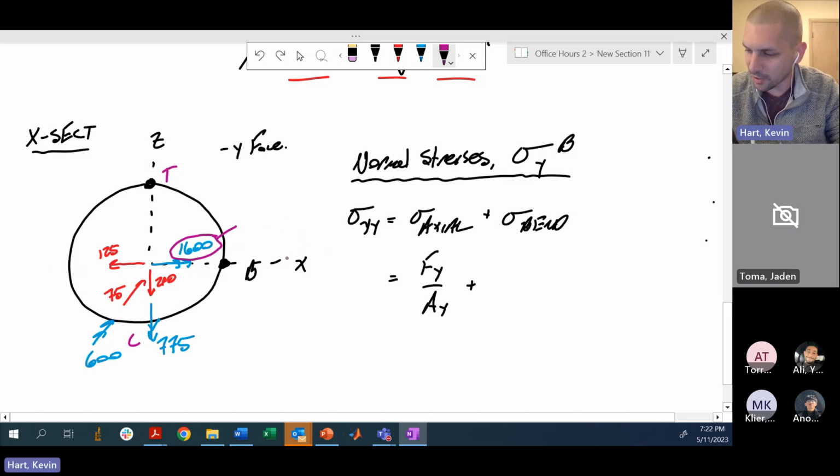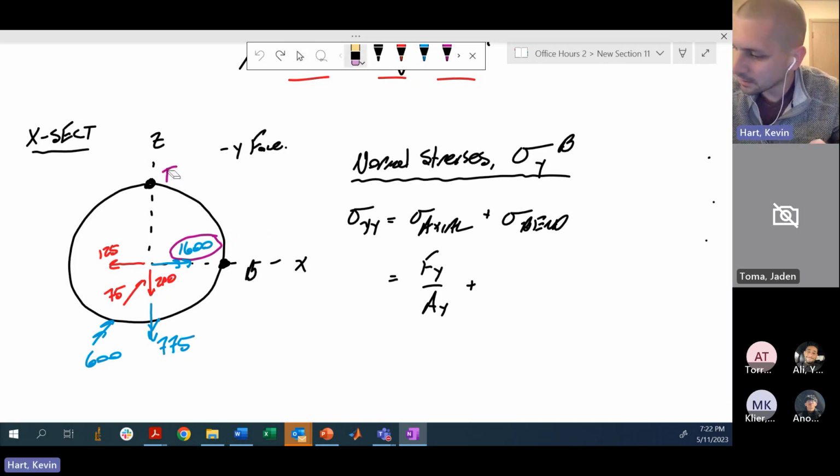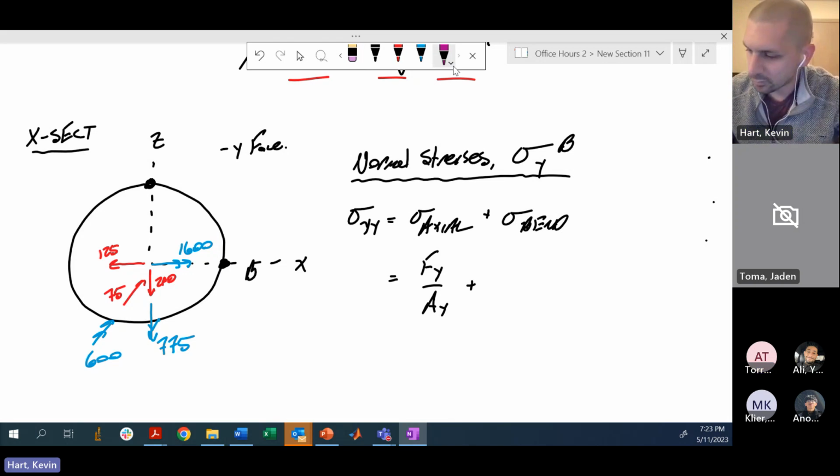Nothing at B, nothing that we have to worry about. All right. I have a quick question. Andrew, go. I might be doing this wrong. If I stick my thumb in the direction of the 1600, I would have that the top would be in compression. Or am I doing that wrong? Yeah, kind of doing that wrong.